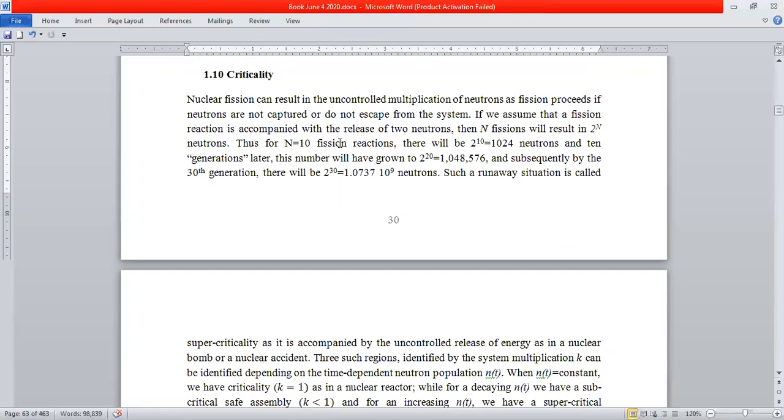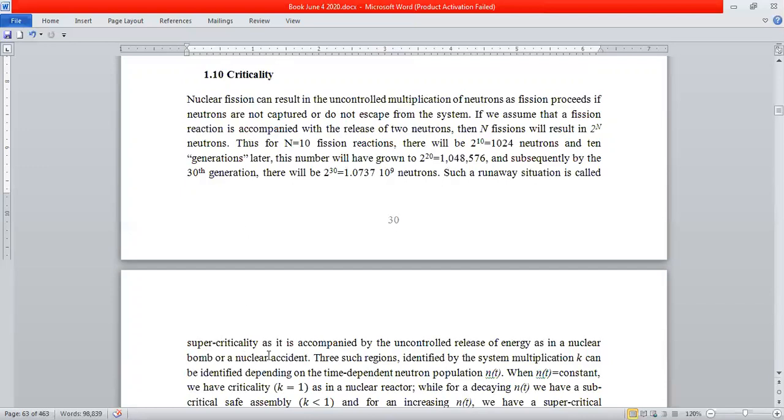So after 10 reactions, you'll have 2 to the 10, that's over 1,000 neutrons. And over 20, it's a million. And over 30, it's 10 to the 9. So can you see that it's growing in such a tremendous way? So if you don't control it, you'll get a runaway situation. You'll get supercriticality, and that is a nuclear weapon. So that's not what you want.